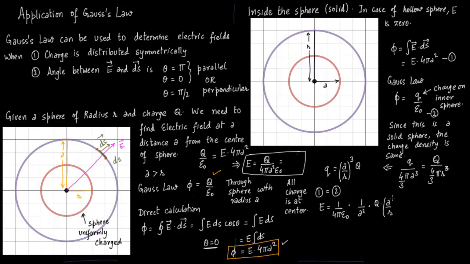So instead of small q, we will write capital Q times a cube over r cube. Now we do the cancellation of a square, and we get Q over 4 pi epsilon 0 times a over r cube as the electric field. Now this is the case when a lies inside the solid sphere r. Notice that electric field will be 0 if the sphere is hollow. So we are always talking about a solid sphere in this case.